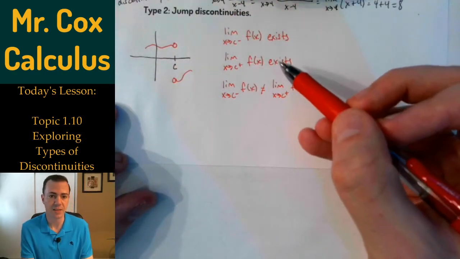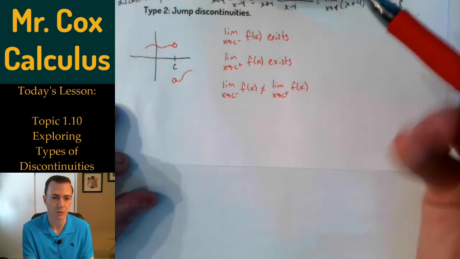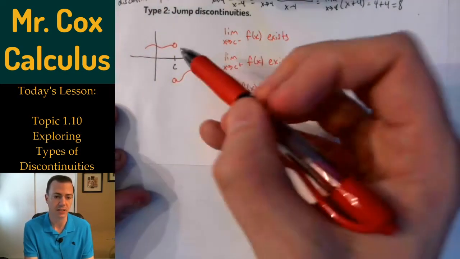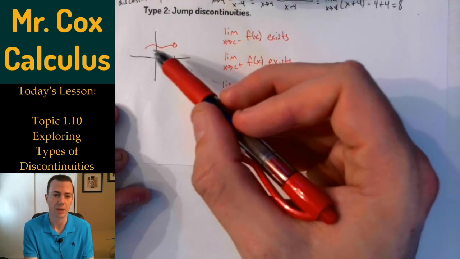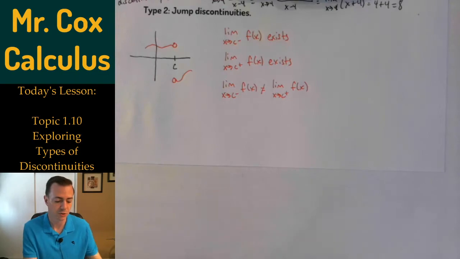now I've met these criteria. The one-sided limits both exist, however they are not equal to each other, and I get this jump discontinuity. And you can see why it's called that, because the graph literally jumps to another place before it resumes.